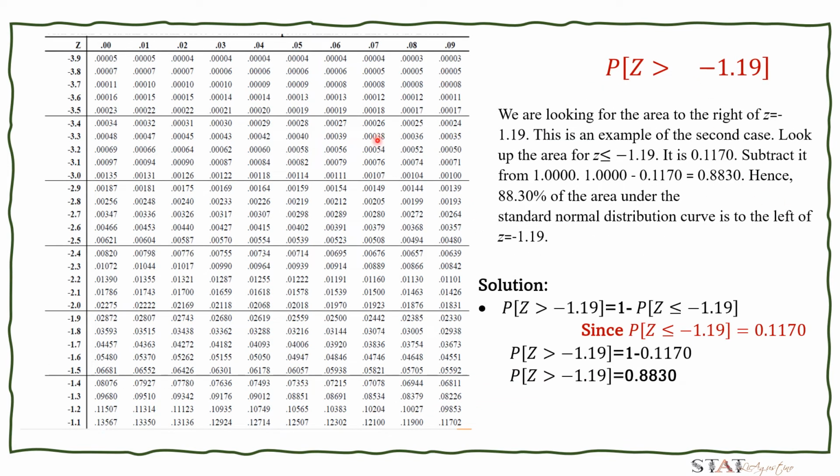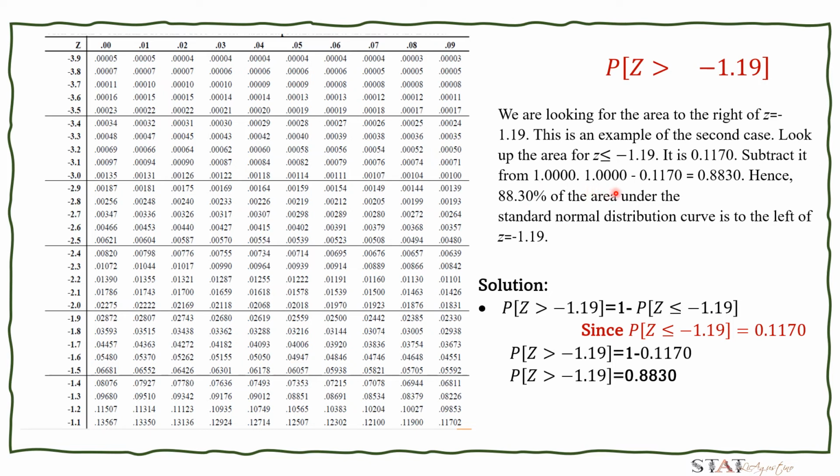So here is the table, using our z table. We are looking for the area to the right of z is equal to negative 1.19. So this is an example of the second case since it is on the right side. So look up the area of z less than or equal to negative 1.19. Remember the rules on computing the probabilities. So it is 0.1170. Subtract it from 1.